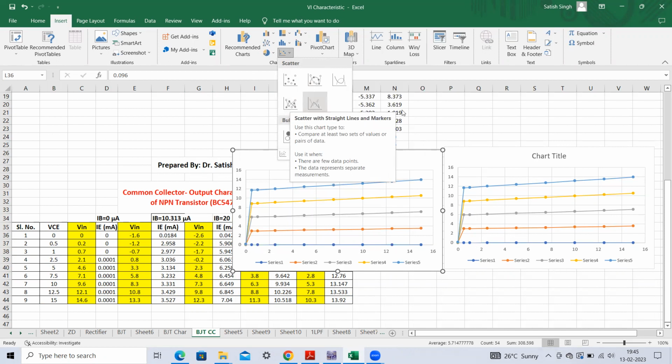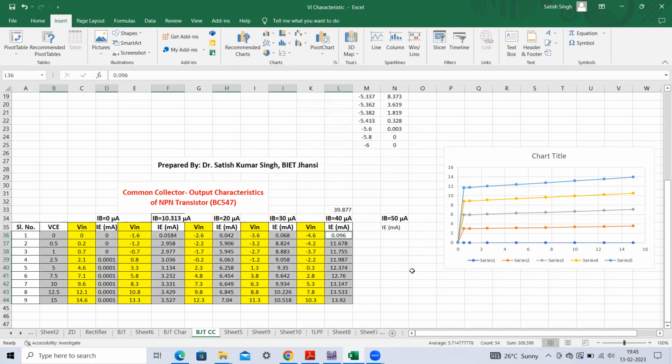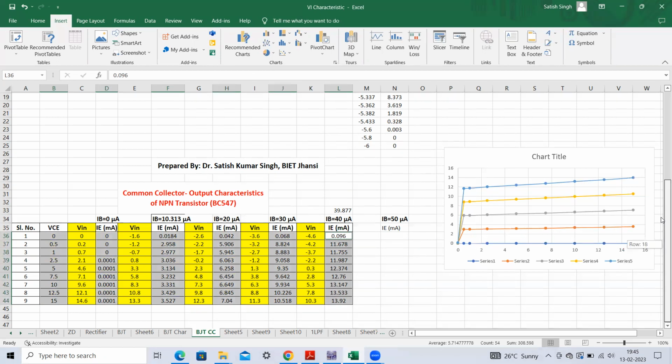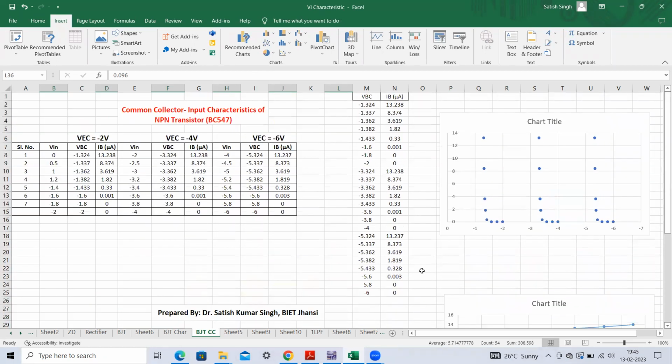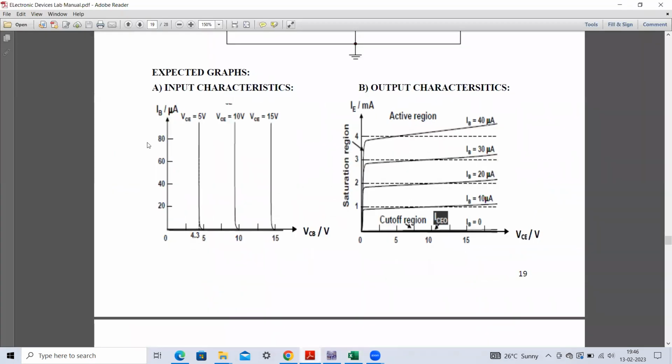So hopefully you must be able to obtain the VI characteristics. Try to obtain the input and output characteristics. You remember that the input characteristics of the common collector configuration are very peculiar. You won't find such characteristics in any other configuration. If you see the common base or common emitter configuration, their input characteristics are similar. But in the common collector, the input characteristics are quite different from the other input characteristics.